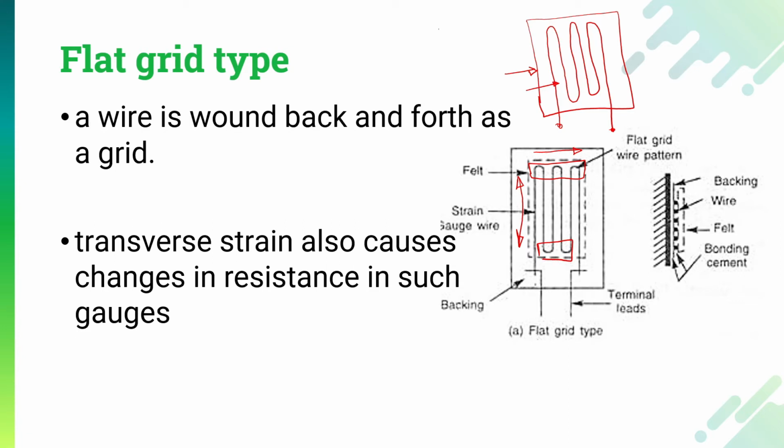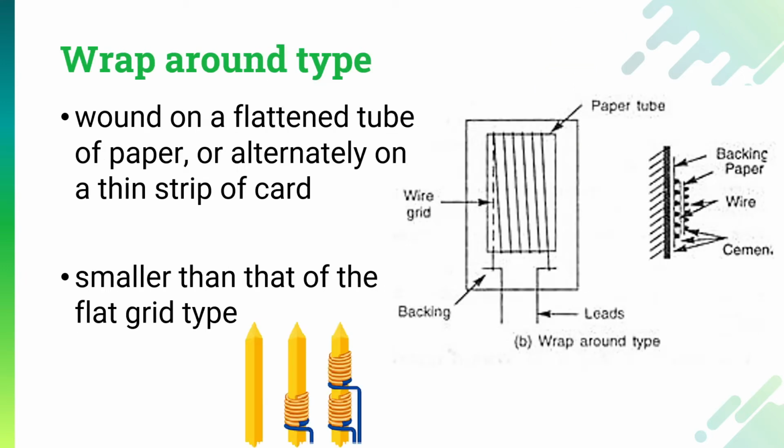As you can observe, the direction of the wire is something like this over here, and this U bend will also absorb the transverse strain, and due to that the change in resistance will happen. So that's why this will be affected by the transverse strain also. The next one is the wrap around type strain gauges.